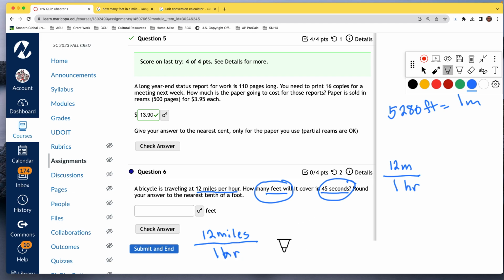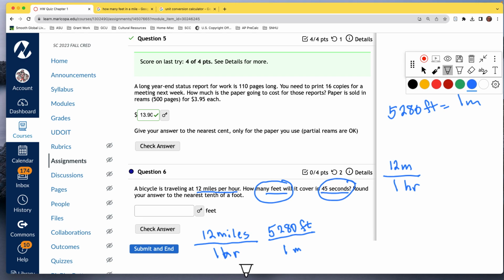So we've got 12 miles. Where do we want the miles? In the bottom. So there's 1 mile here and 5,280 feet in the numerator. So that one wasn't too bad. And we're now in the right units, right? We went from miles to feet. But this would be how many feet got covered in 1 hour. We want to see 45 seconds, right?